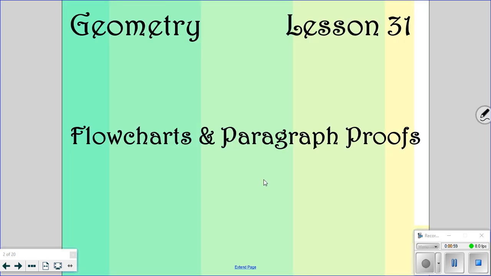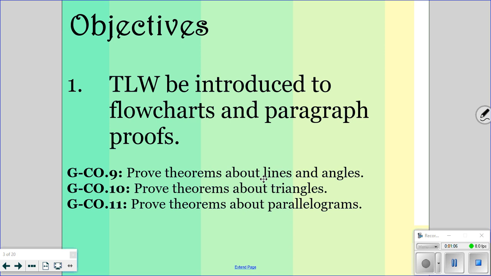So we are looking at lesson 31 today. We're going to be looking at flowcharts and paragraph proofs. So hopefully you'll understand how flowcharts and paragraph proofs work after this lesson. So we've already talked about two-column proofs. These are the other types of proofs. And if it just says prove, it doesn't matter which one of the three that you pick. But if it says use a specific one, then you need to make sure to do that.